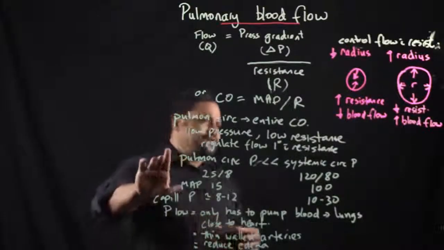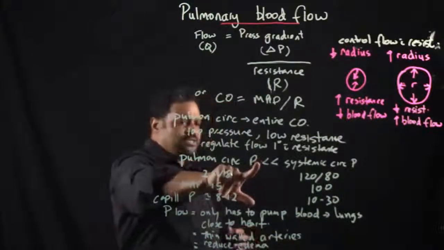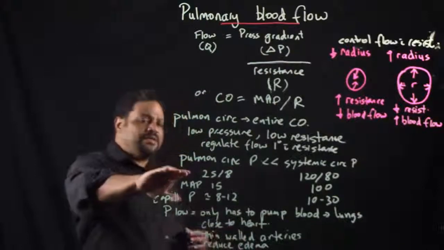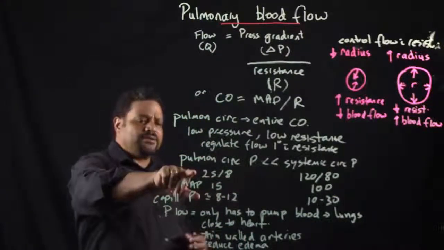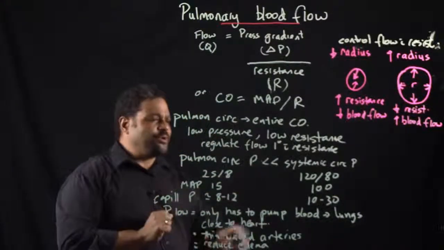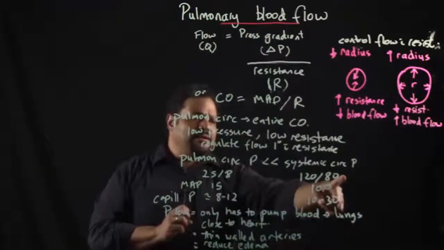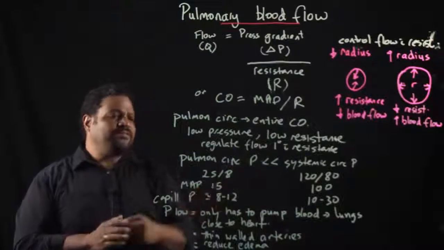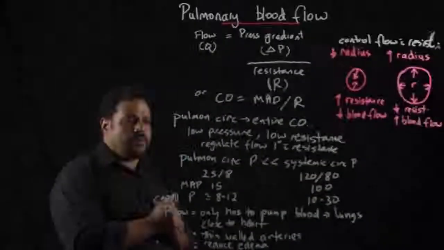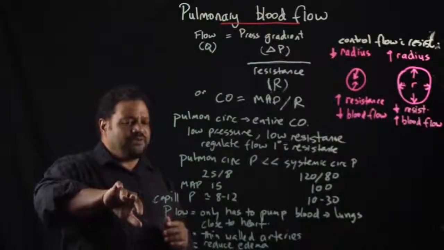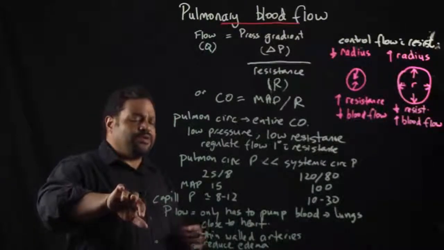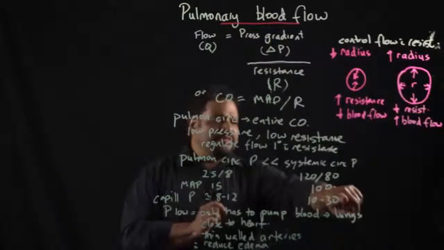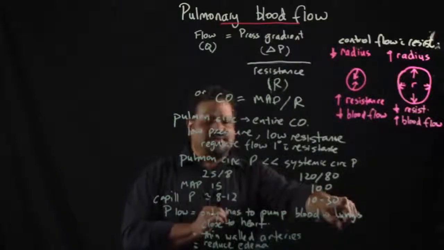So the pulmonary circulation pressure is much, much lower than the systemic circulation pressure. For example, systolic over diastolic is 25/8 for the pulmonary and 120/80 for the systemic circulation. Mean arterial pressure is much lower, 15 versus 100. So the capillary pressures are very, very low for the pulmonary circulation, about 8 to 12, while in the systemic circulation the capillary pressures are about 10 to 30.